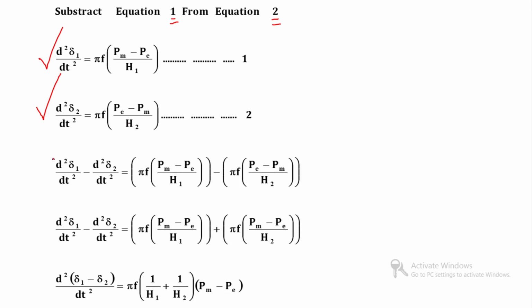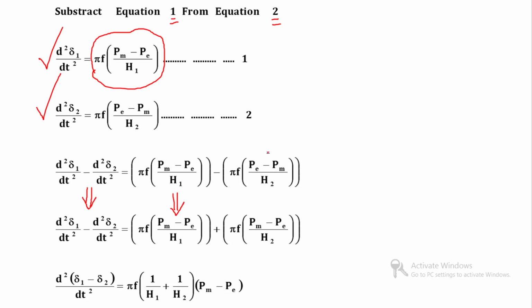So d square delta 1 by dt square minus d square delta 2 by dt square on the left hand side, the subtraction of these two second order derivatives, is equal to this first part, pi f into Pm minus Pe by H1, minus pi f Pe minus Pm upon H2. So let's simplify this. This will remain the same, and this part is also the same as above.